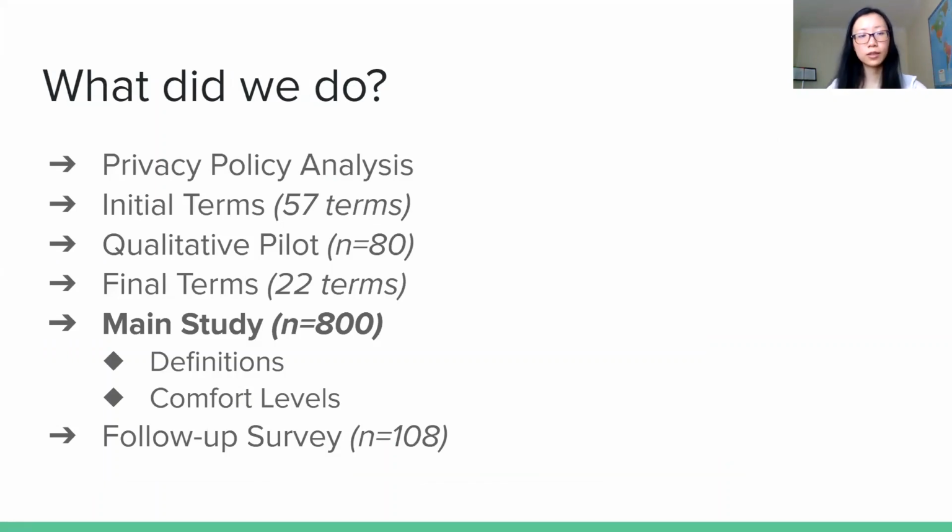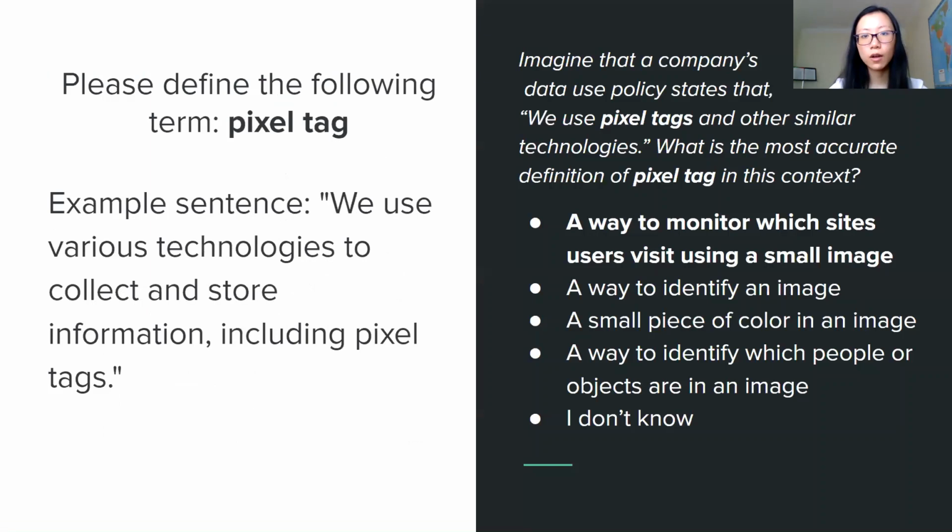And so the main study looked at both misconceptions, which we looked at through how well people could define it, as well as comfort levels. So let's talk a bit about definitions. On the right, you see a question about pixel tags drawn from our main study. The definition section asks users to select the correct definitions for the terms from multiple choice questions. The correct answer is highlighted in bold here, and the incorrect answers were drawn from actual answers users gave in the pilot. So in our main study, this could reveal actual misconceptions exhibited by lay users and see if these misconceptions were commonly held.